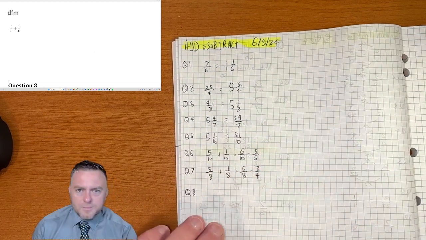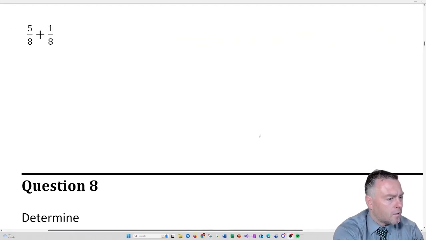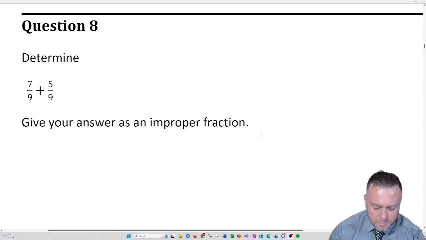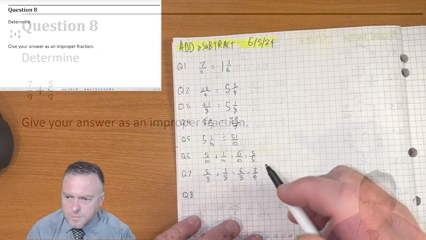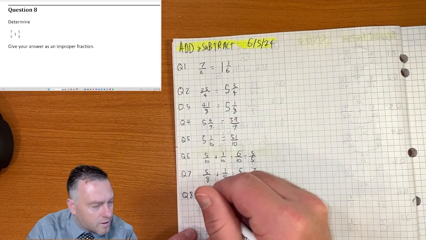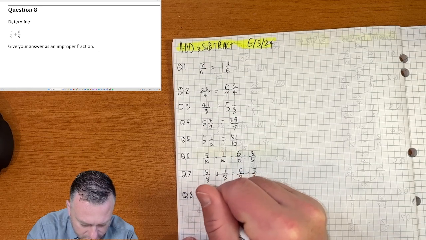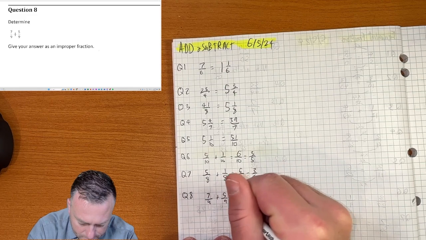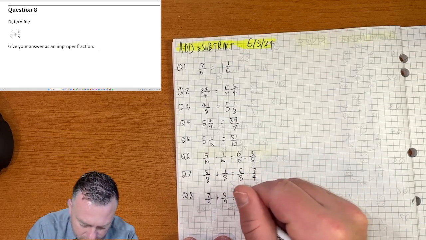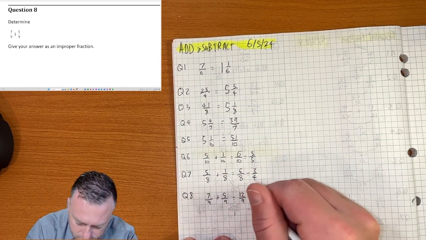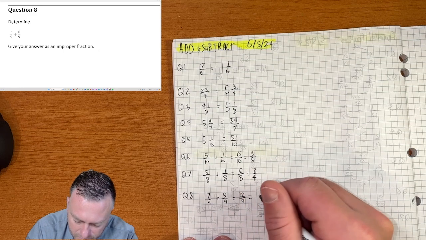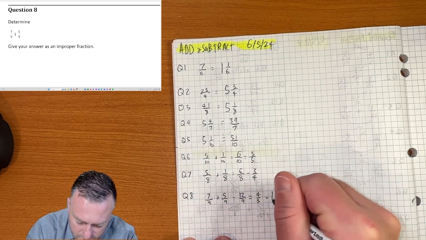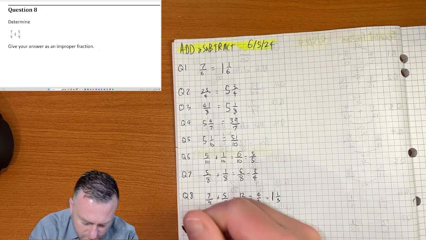Question 8. Give your answer as an improper fraction. So we've got 7/9 plus 5/9. It's going to give us 12/9. And they can both divide by 3, so it's going to give us 4/3, which is the same as 1 1/3.